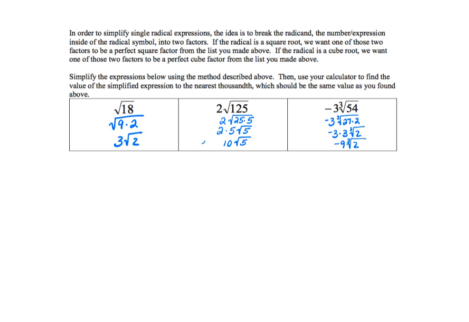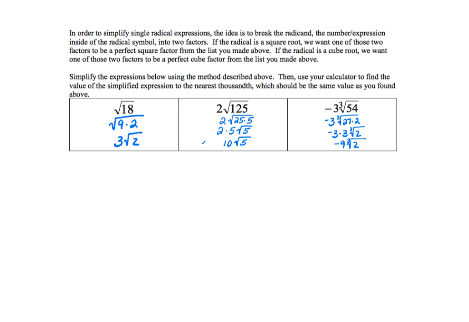Here are the other two answers. So you can see 125 is 25 times 5, where 25 is a perfect square. The square root of 25 is 5, so the 5 comes on the outside. This 5 stays on the inside. 2 times 5 is 10, so it's 10 square root of 5.